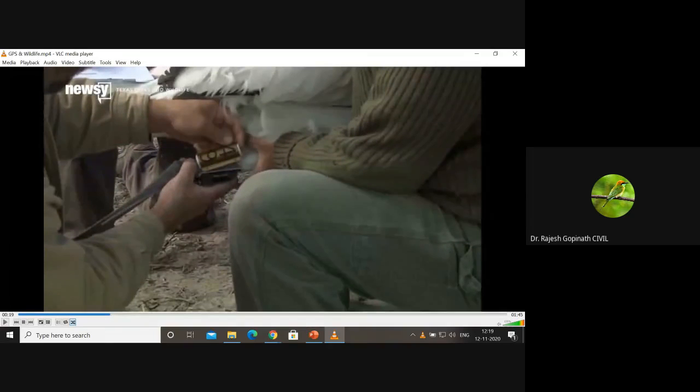So here you can see that they are attaching a tracking device to a bird, a migratory bird. How will this help us? We can easily study and understand their behavior. How do they behave if there is an impending disaster? Because we say that these animals have a seventh sense. And how do they behave when the population dwindles or when the resources dwindle?